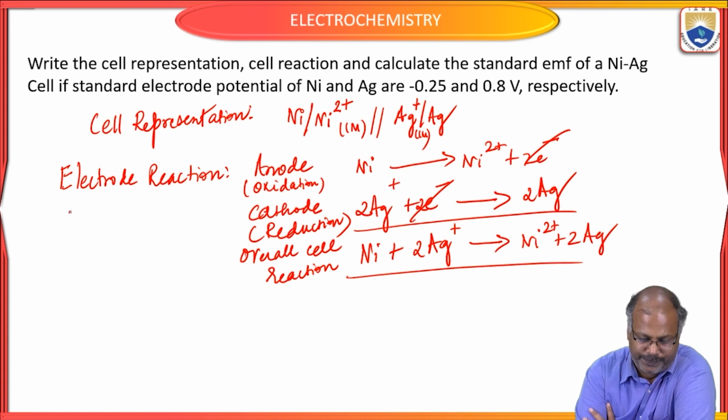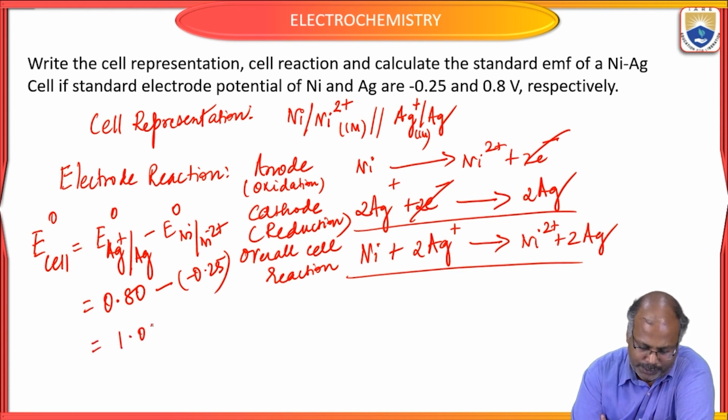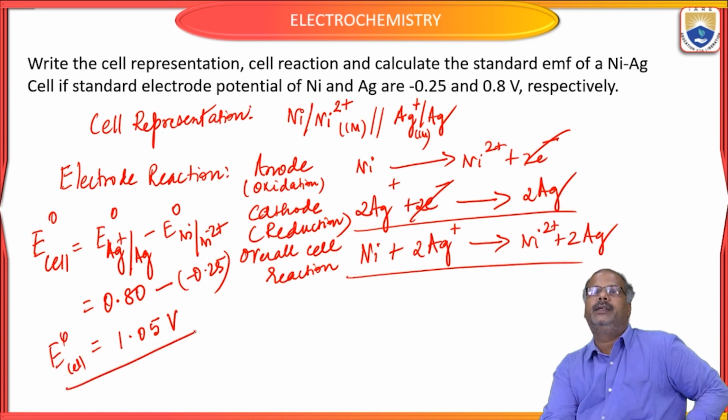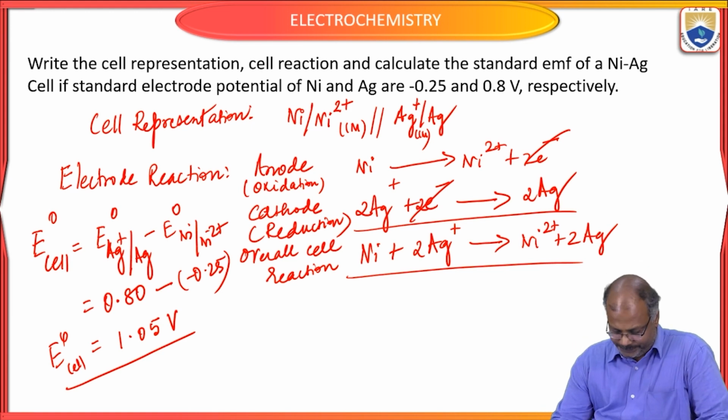Now standard EMF. The standard EMF of the cell, E naught cell, is equal to E naught of Ag plus by Ag minus E naught of nickel 2 plus by nickel, which is equal to 0.8 minus of minus 0.25, which is equal to 1.05 volts. That is the standard EMF of this cell. Okay, next.